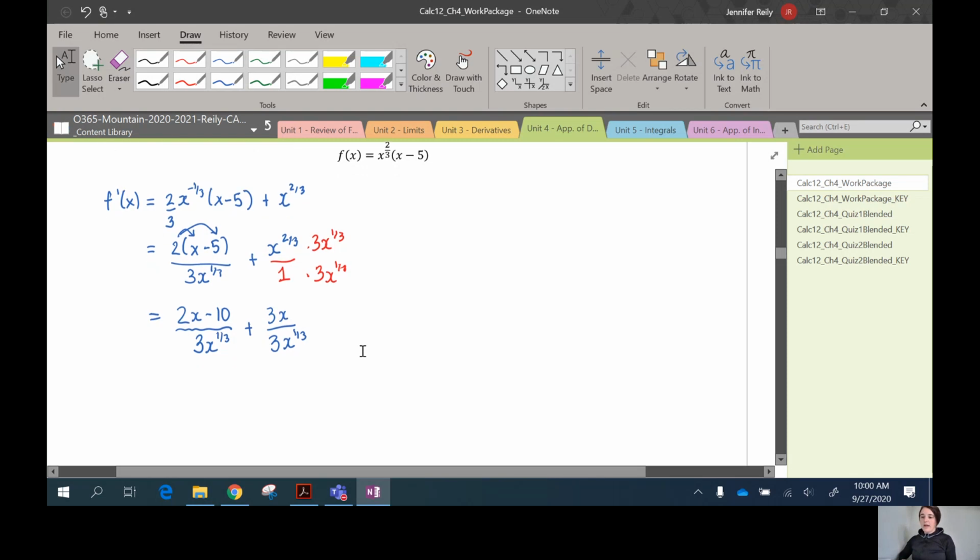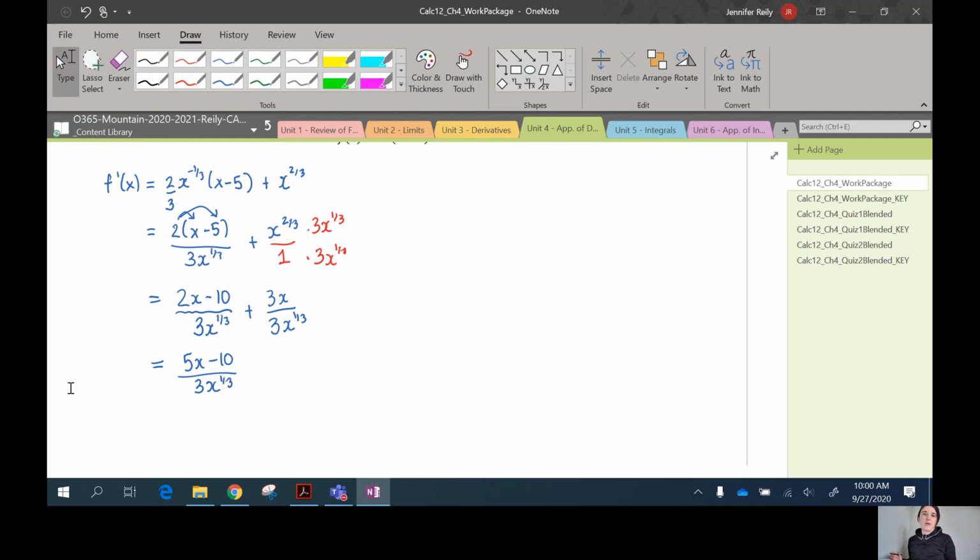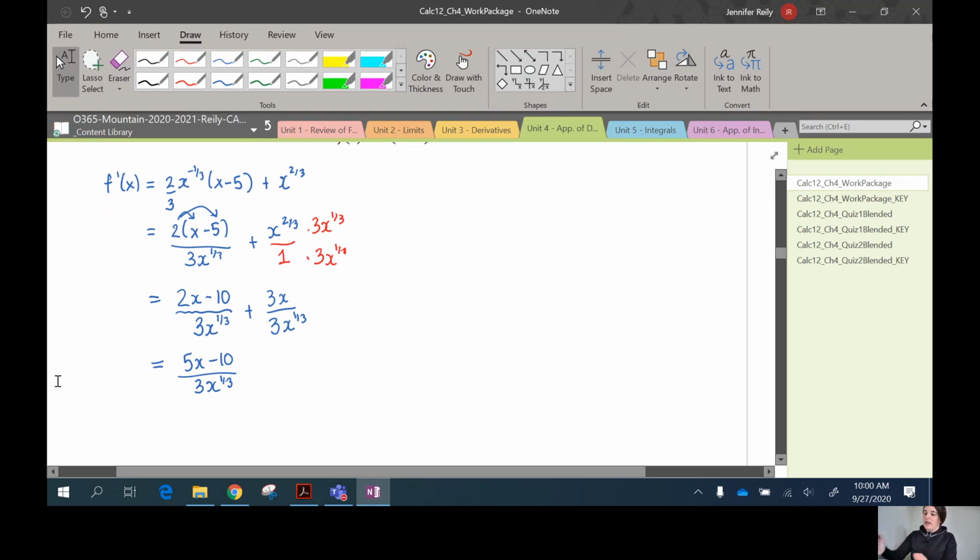Okay, and now we can combine those. So I'd get 2x plus 3x, so 5x minus 10 in the numerator, and in the denominator 3x to the 1/3. That kind of looks a lot nicer than the first expression there. Okay, we don't really need the first derivative for this example because it's just asking us for inflection points. So now we're just going to go ahead and find the second derivative. And since we have a quotient, I'm going to use the quotient rule.